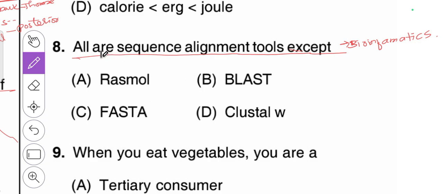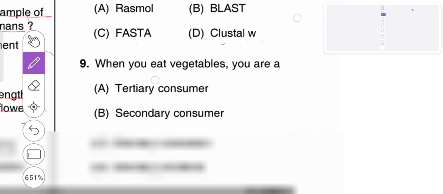So here they are mainly emphasizing all are sequence alignment tools except that is RasMol. Here BLAST, FASTA, and ClustalW, these are all considered as sequence alignment tools. Basic Local Alignment Search Tool, FASTA, and ClustalW. So A is not a sequence alignment tool.